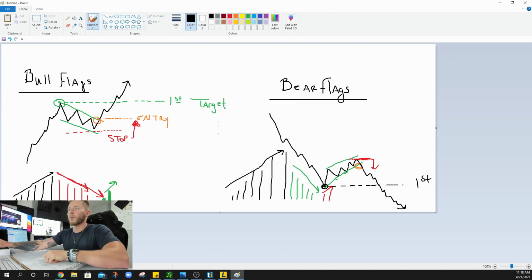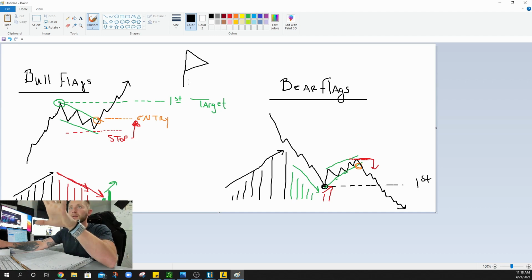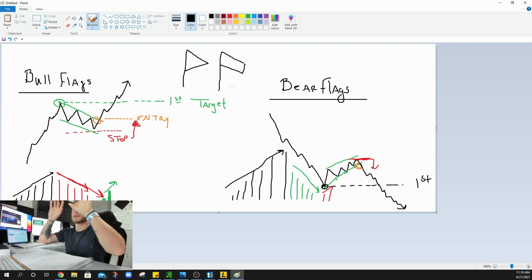Again, just to clarify, one last little thing, you can see flags, I'm not even going to say bull or bear, I don't want to confuse you. Flags, whether they're bull or bear. You can see flags in the form of a pennant. You can see flags in the form of an actual flag. They're all the same thing, right? Pennants, flags, same thing, same criteria.